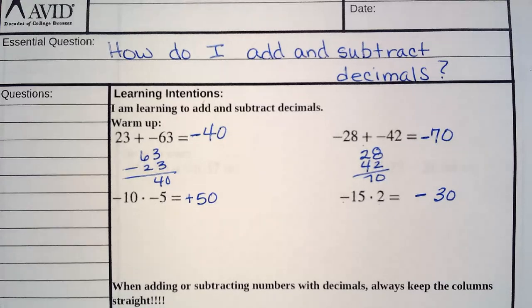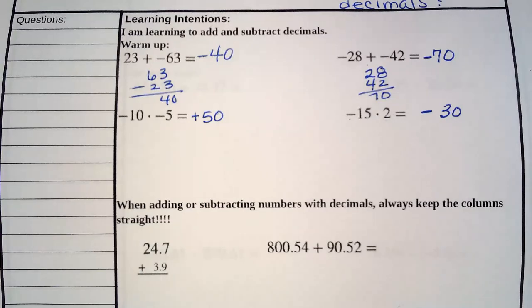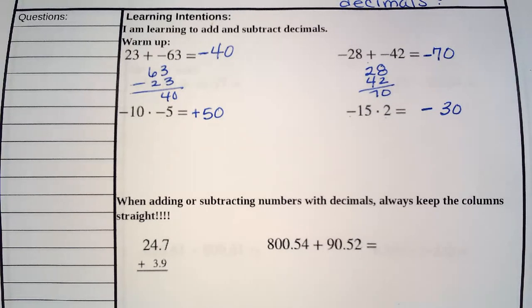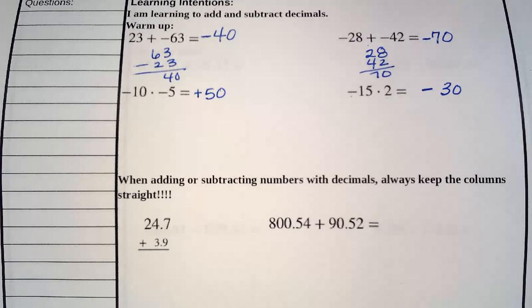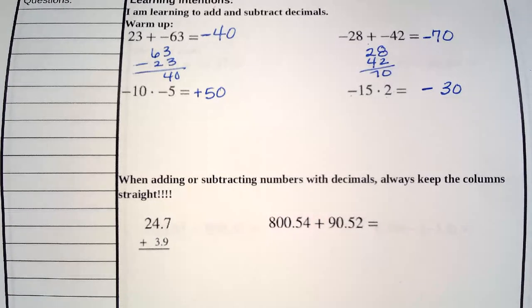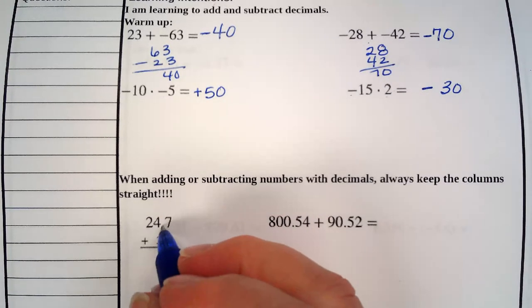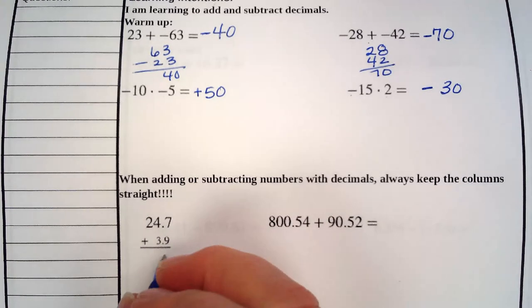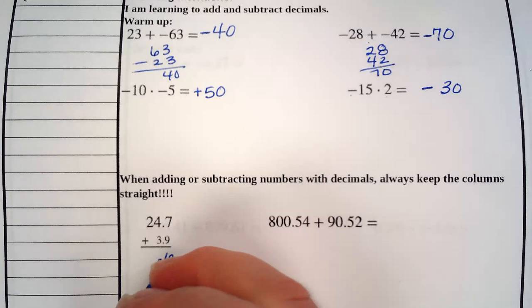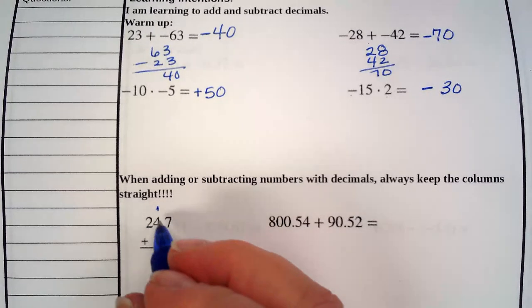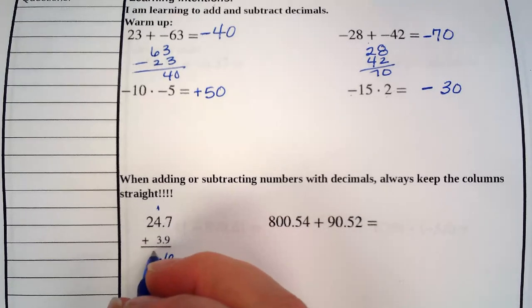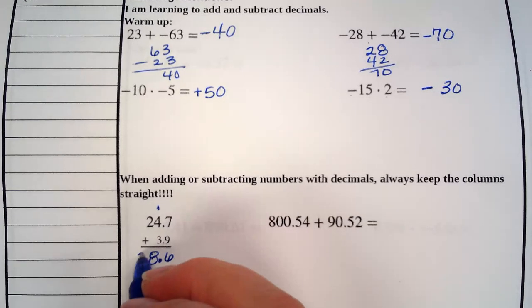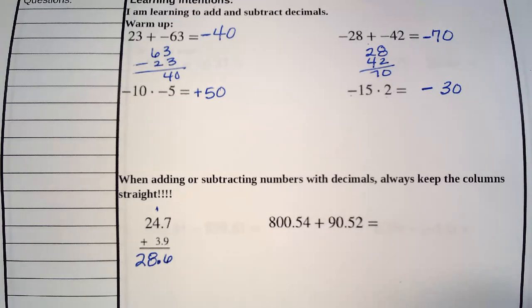And this brings us to today, where we are adding and subtracting numbers with decimals. Always, always, always keep those columns straight. So if you're looking, the first one has everything straightened up for you, so your decimals are over the top of each other. 7 plus 9 is 16. Bring my decimal, carry the 1. 1 plus 4 is 5, plus 3 is 8. Then bring the 2 down because we do not have anything to combine with it. And we're done.